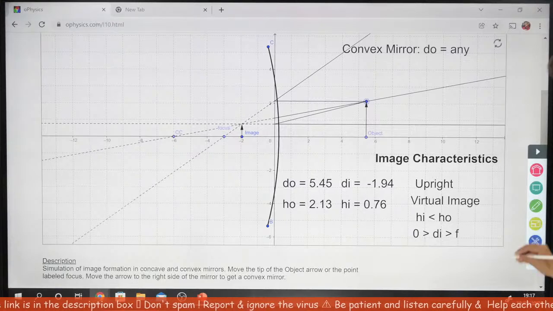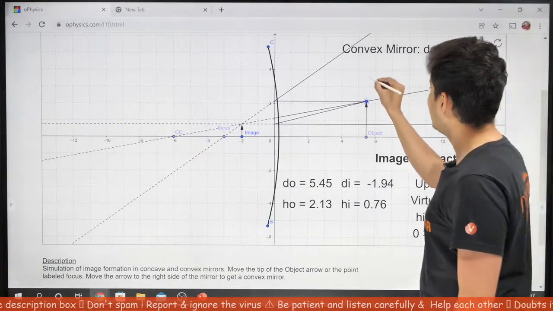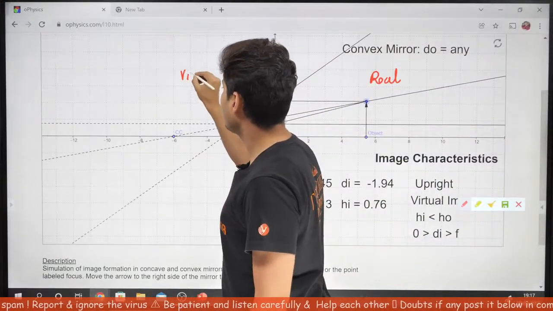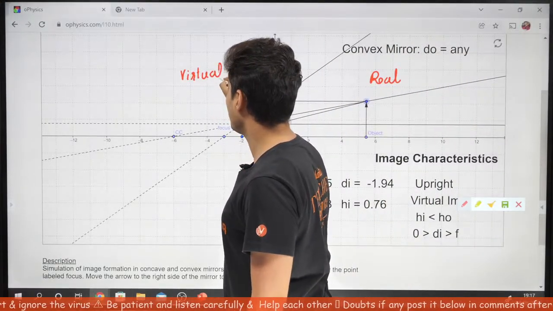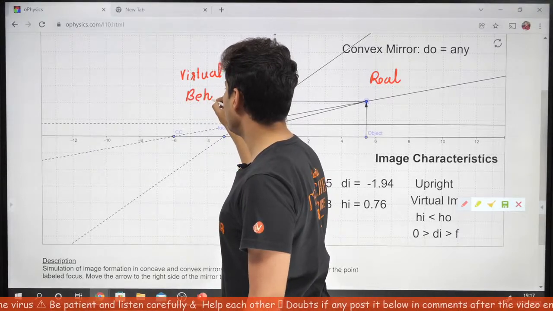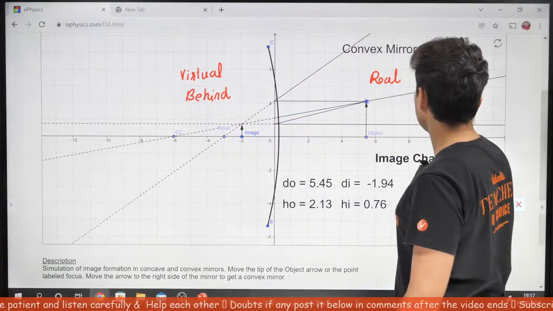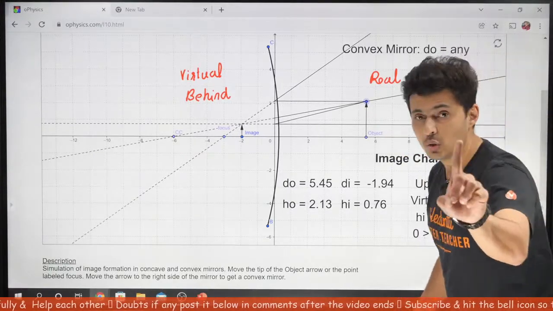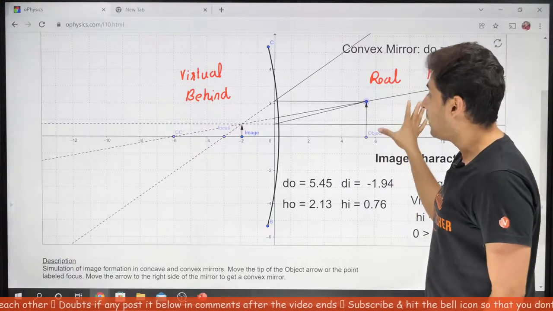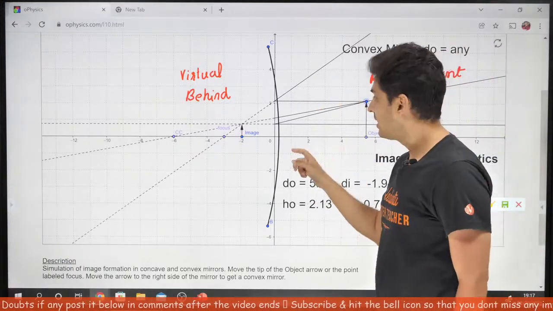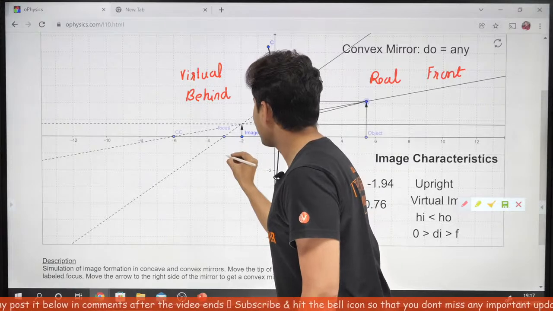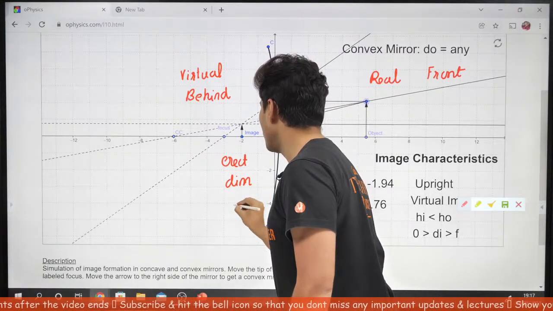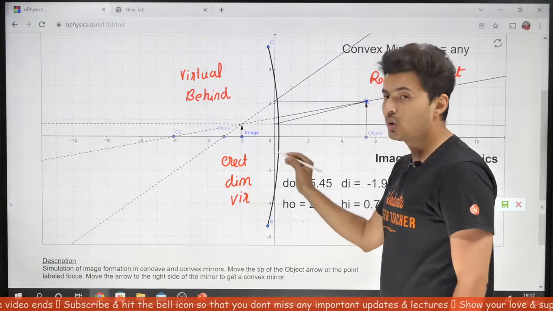In this situation, this side is the real side and this side is the virtual side. This is the virtual side because this is behind the mirror, and this is in front of the mirror. Make sense? Do you see that when the object is placed in front of the convex mirror, the image is obviously erect, diminished and virtual. It is erect, virtual and diminished.